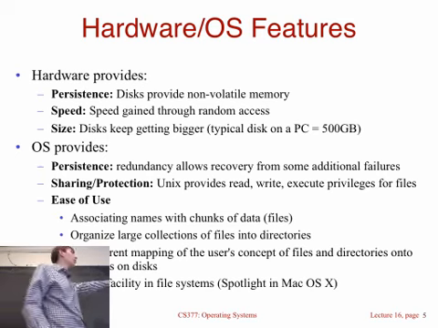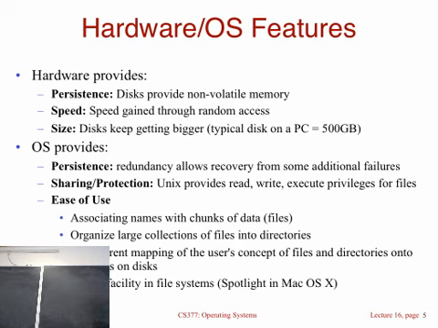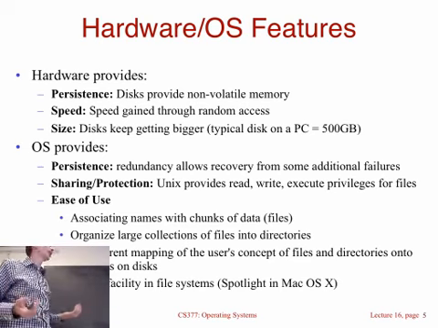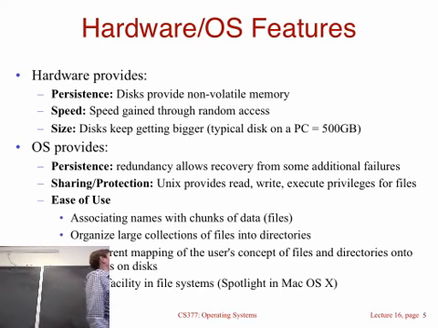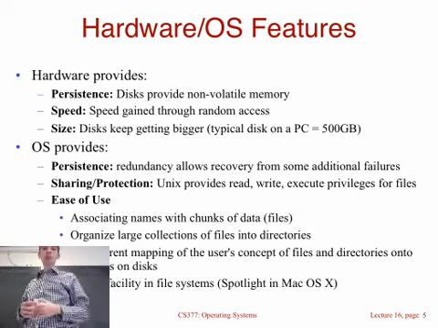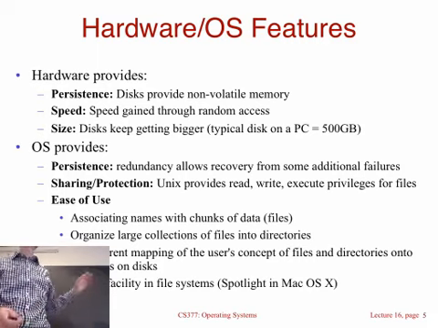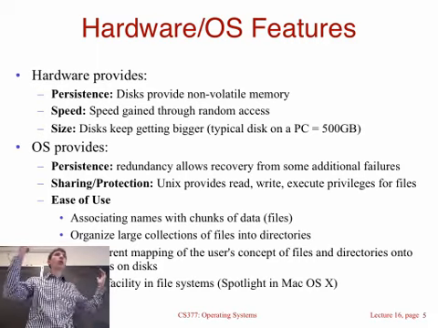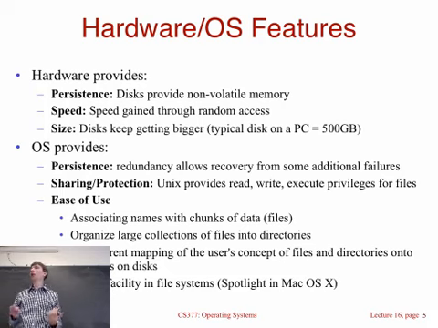And then, all the various pieces of ease of use, things that we already mentioned, like associating names with your files, is obviously something the OS is providing you. And things like organizing files into directories and providing search functionalities are all also provided by the OS. Questions on this before we move on? This is just the high level of what we're looking for in our file systems.